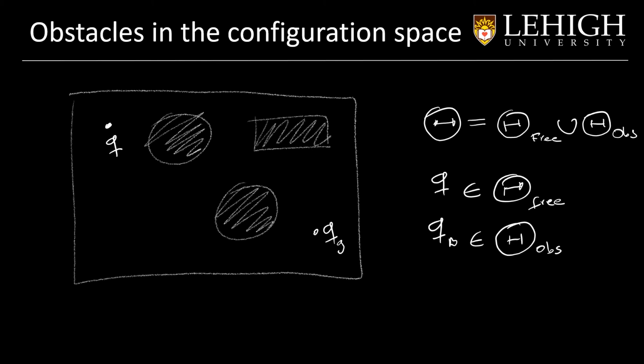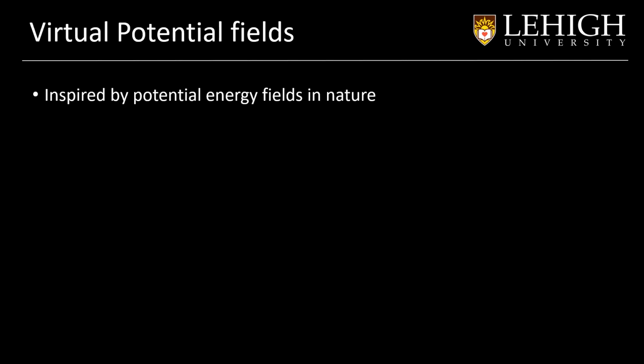Now our goal is to find the way to go from any Q to the Q of the goal. For example, in this case, we want to find a path that goes through here and takes us to the goal. There are many ways to achieve this by planning and reactive methods. Today we are going to study a reactive method that can achieve this goal. Our method is called virtual potential fields.